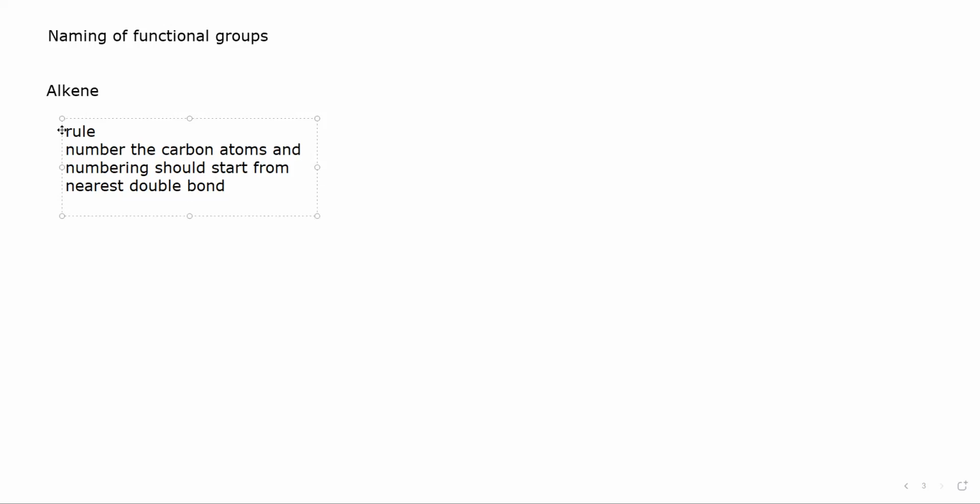And then what we will do: first use a prefix for the carbon atoms, then the position of the branch, the position of the double bond, and then the name should have ENE.